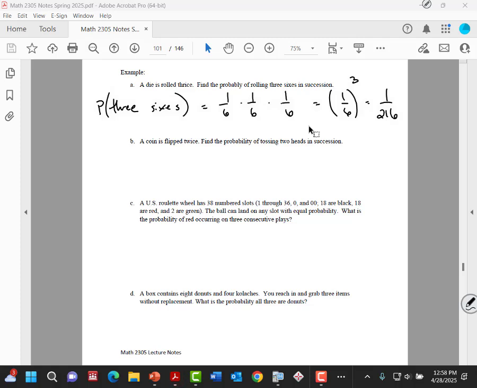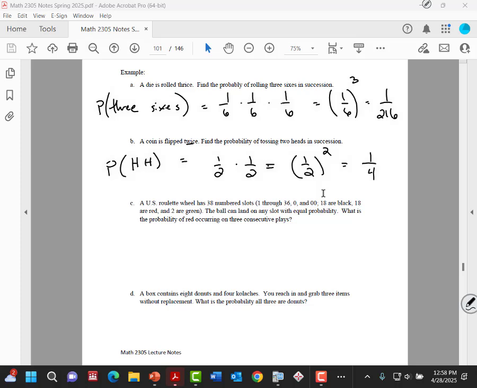A coin is flipped twice. Find the probability of tossing 2 heads in succession. So the probability of HH, I'm flipping it twice. So this is 1/2 times 1/2, or 1/2 squared, that is 1/4. Okay. We'll skip C, move on to D.